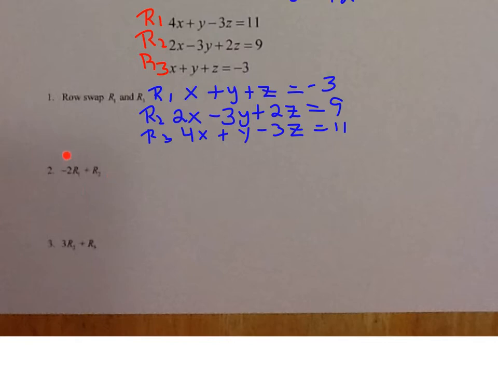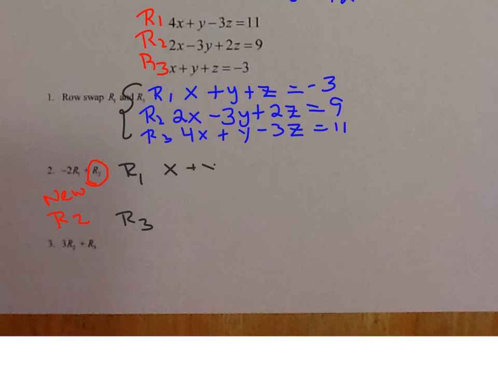Okay, so the next thing we want to do is multiply row 1 by negative 2 and then add it to row 2. Now when you add 2 rows together, the new equation that you get becomes the row of the second thing you're adding. So I'm going to get a new row 2. That means row 1 and row 3 are going to stay the same. So I'm going to rewrite row 1 because that's staying the same, and I'm going to rewrite row 3 because that's staying the same.